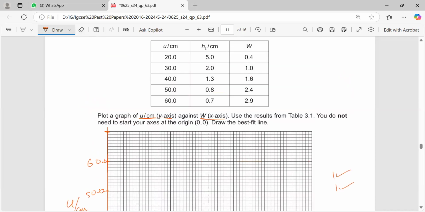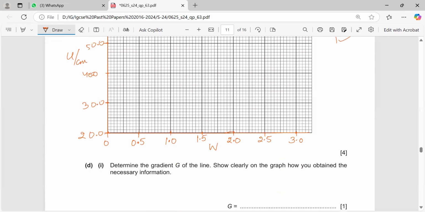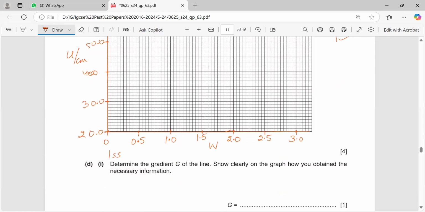Okay. Now see, when u is 20, w is 0.4. Now here, one small square is equal to 0.5 minus 0 divided by 10, so 0.05. It means two small squares equal 0.1. So at 20, 0.4, it means this is the point.